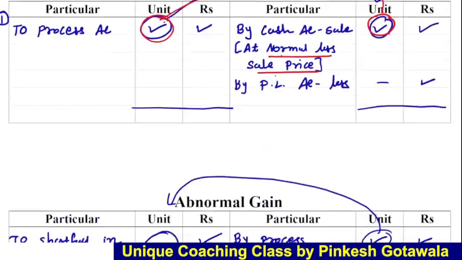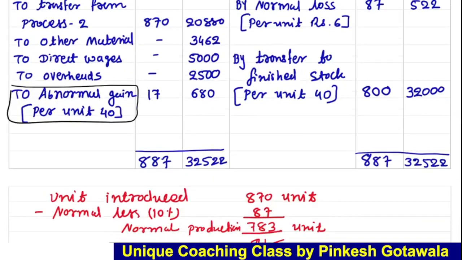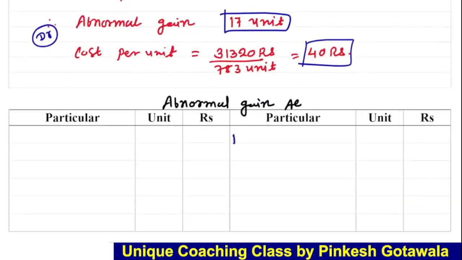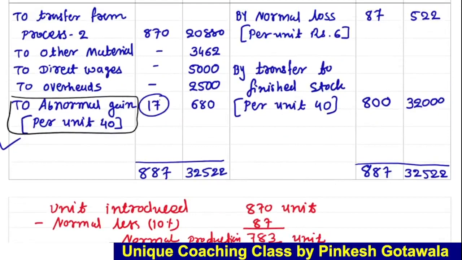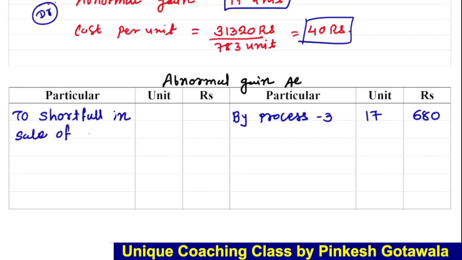Okay, now our last process number 3. Let's give effect in process 3. In process 3 there is also abnormal gain. So here a debit side, so this side credit side. By process 3, how many unit? 7680. And here I told you the first effect, second the fixed step, that is a shortfall in sale of normal loss. Unit will be same here.